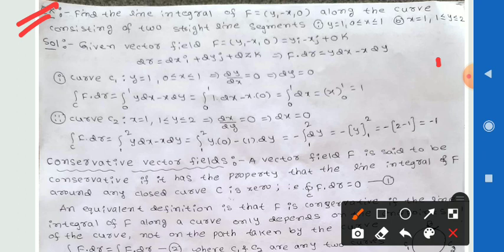Now the solution. The given vector field f is equal to y, minus x, 0 can be written in general form as y i minus x j plus 0 into k. Now dr is equal to dx i plus dy j plus dz k. Then I am taking the f value and dr value, and by doing the dot product f dot dr, we get y dx minus x dy.